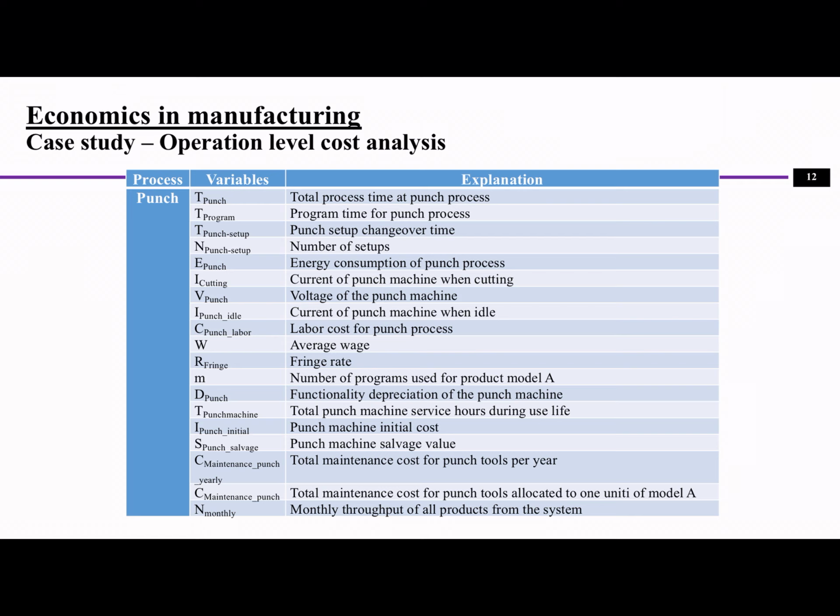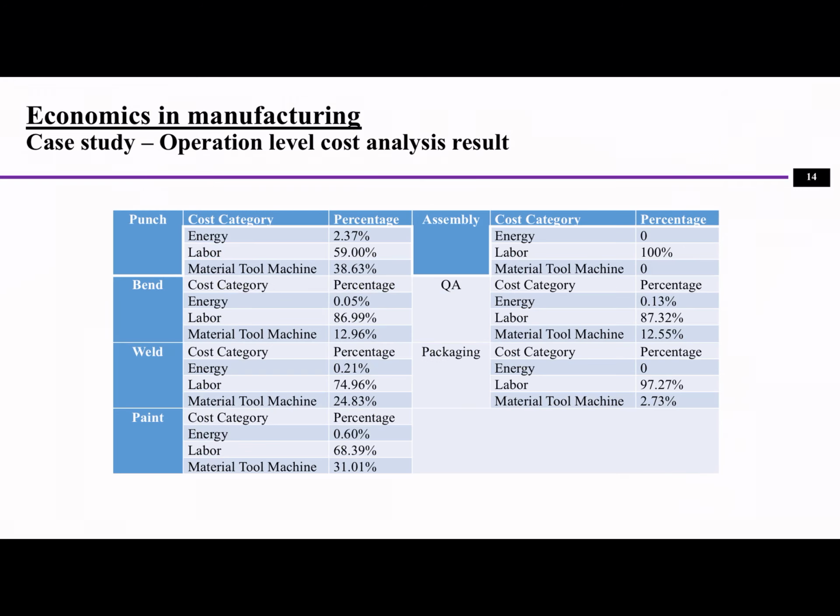So I defined a bunch of variables for each of the processes, and then did some calculations. This is the result of the operation level analysis. Mainly I was looking at the energy cost, labor cost, and also materials, tools, and machines, right? For example, for this punch process, I have to know how much energy is used by the machine.